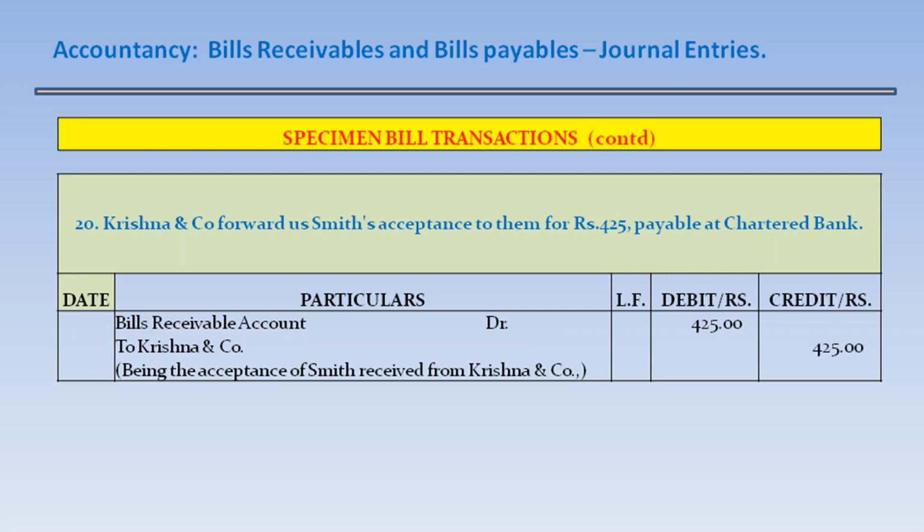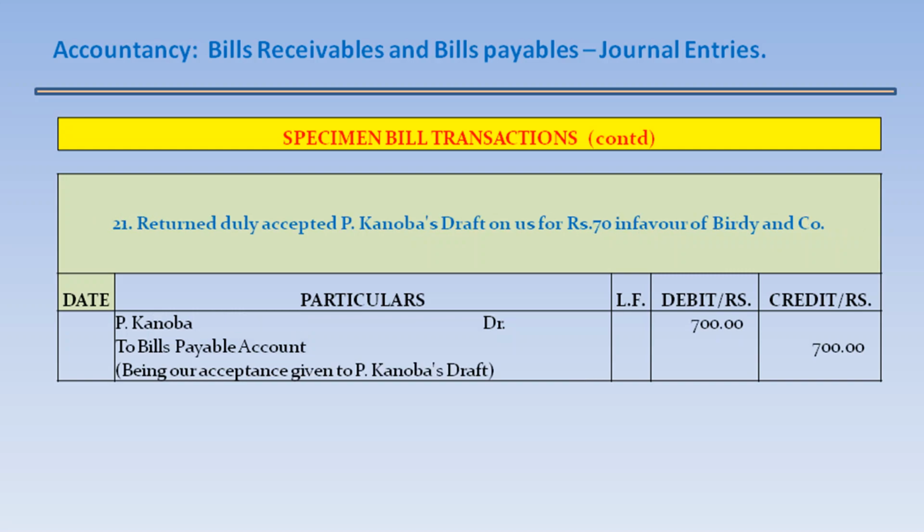20. Krishna and Company forwarded Smith's acceptance to them for Rs 425 payable at Chartered Bank. Bills receivable account debit 425, to Krishna and Company 425, being the acceptance of Smith received from Krishna and Company.